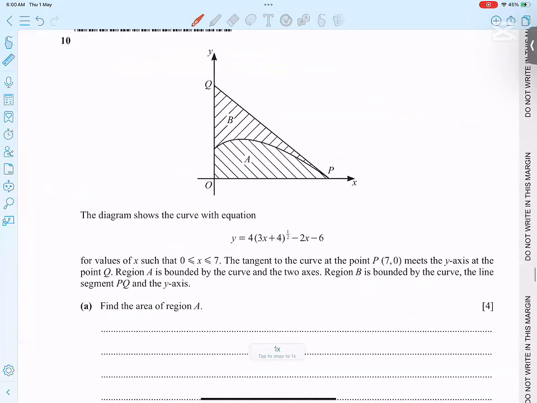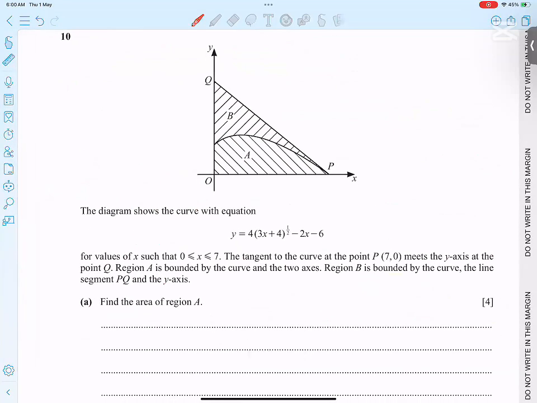Question number 10, what is the question? If you look here, the curve equation is given. There's a curve equation. Okay, and he mentioned that x values are starting from 0 till 7. So the p coordinate, the tangent to the curve at 7, 0. So the p coordinate I'm writing here: x is 7, y is 0. The tangent to the curve at p.